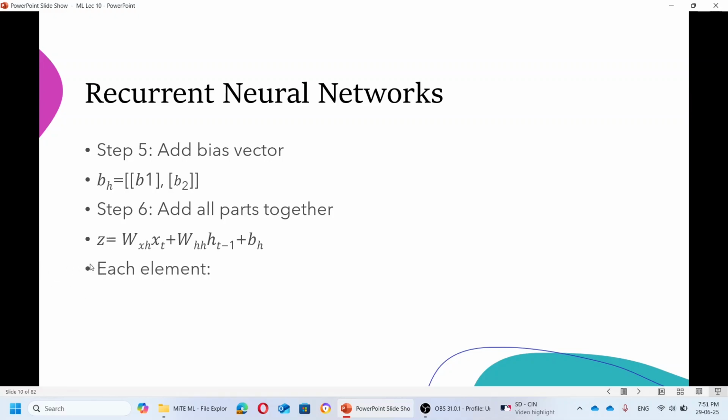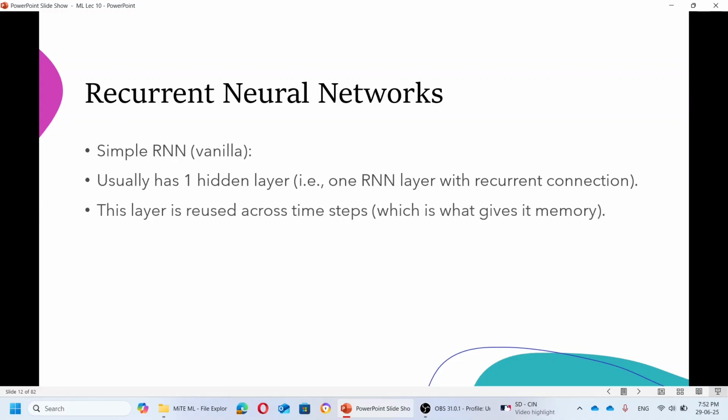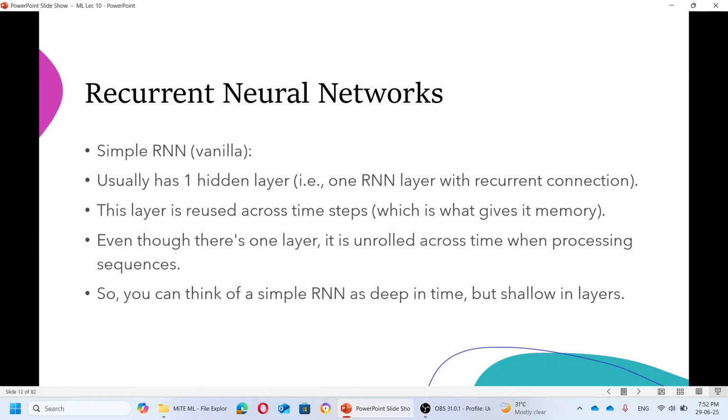So we get this z, and then we take tanh of this z, this output of WXH XT plus WHH HT minus 1 plus BH. Simple RNN is called vanilla RNN, and usually it has got only one hidden layer. This layer is used across time steps. Even though there is one layer, it is unrolled across time when processing sequences. So you can think of simple RNN as deep in time but shallow in layers.